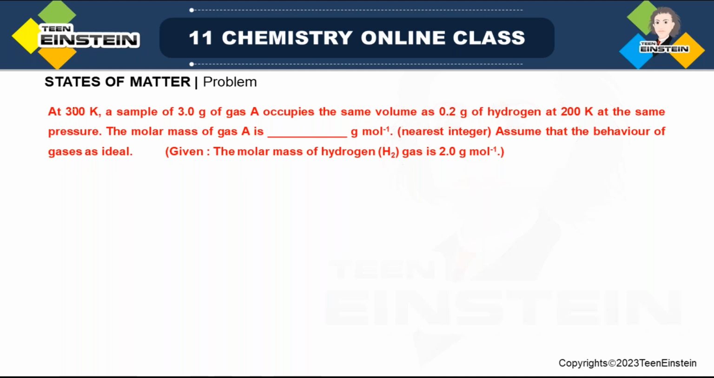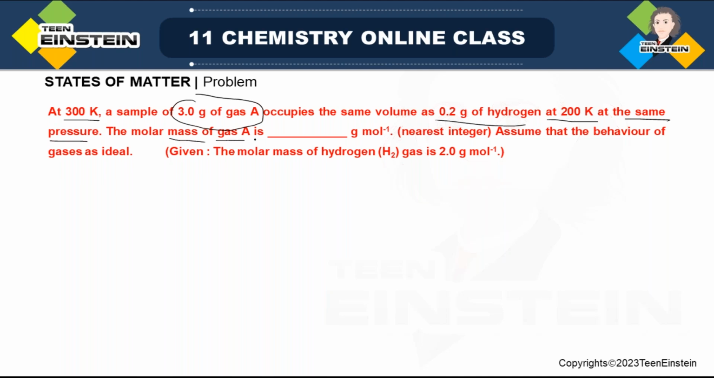What problem do we have here? At 300 Kelvin, you have a sample of 3 gram of any gas A. It is occupying the same volume as 0.2 gram of hydrogen, which is at 200 Kelvin. So gas A is present at 300 Kelvin, but hydrogen is present at 200 Kelvin. But the volume of both is the same. Pressure is also the same. So from this information, you have to find the molar mass of the gas.